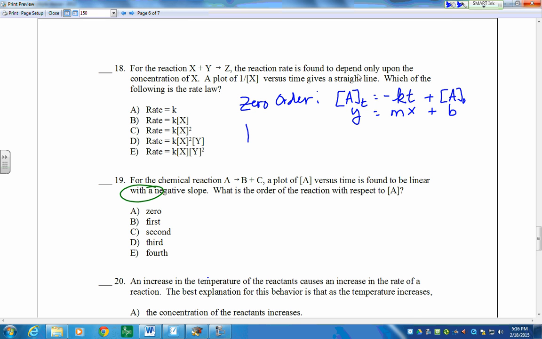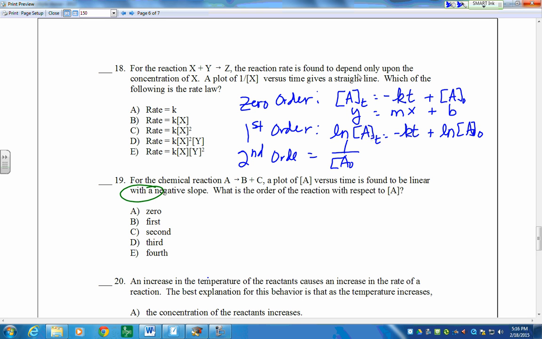For first order, it is the natural log of A sub t equals negative kt plus the natural log of A sub 0. And for second order, it's 1 over A sub t equals positive kt plus 1 over A sub 0.